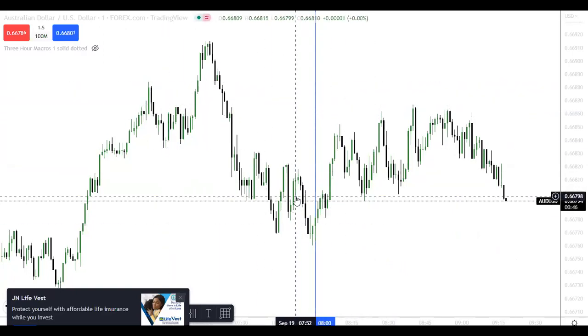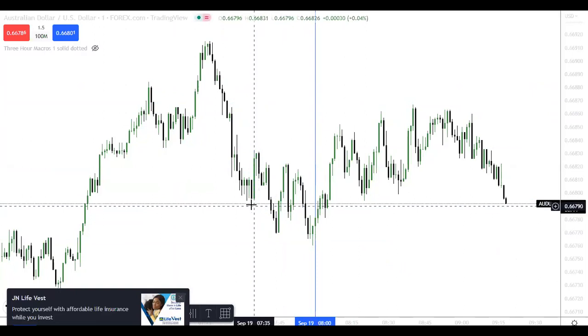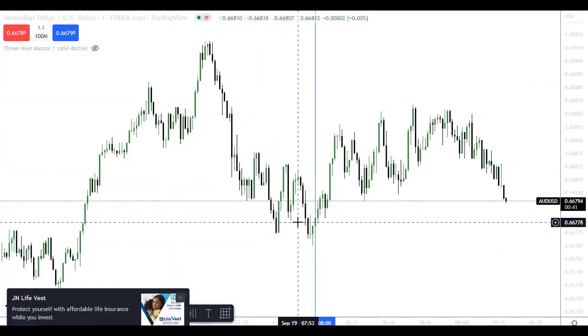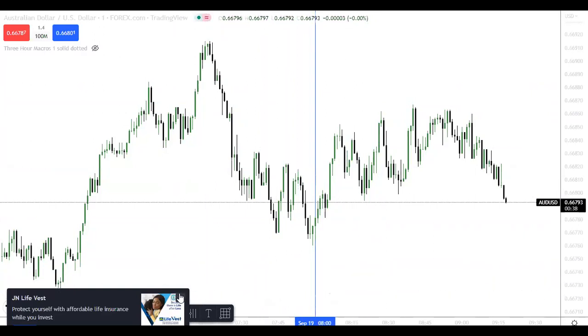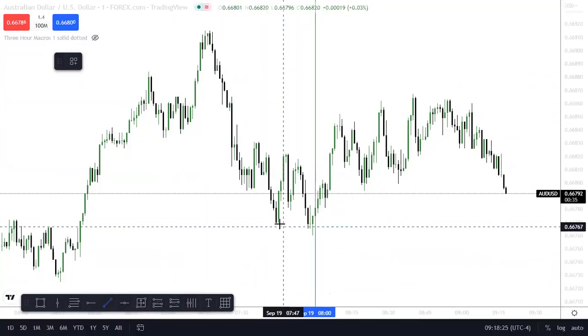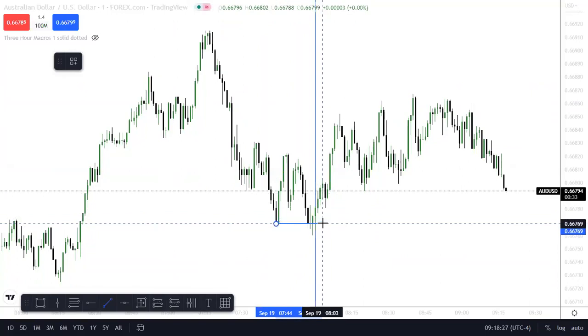I didn't see that short. I saw the long. So we had liquidity runs inside here. This guy traded above. This would have been my long if I was trading AU. I wasn't. But just so you can see, that's the last liquidity hunt.